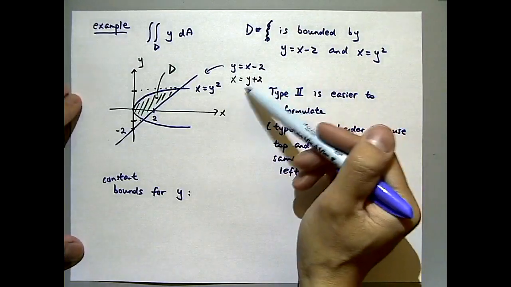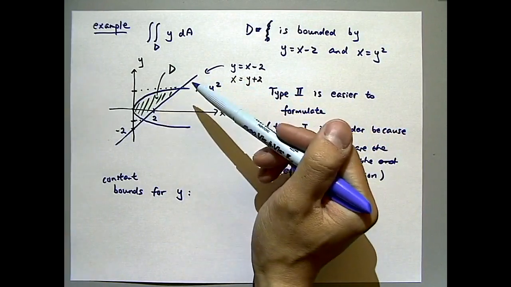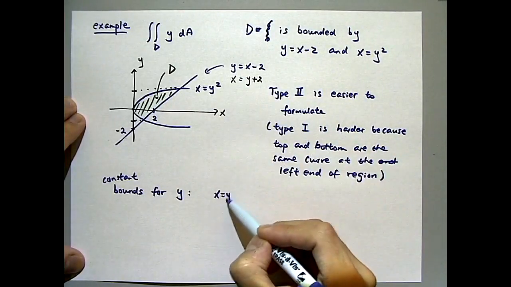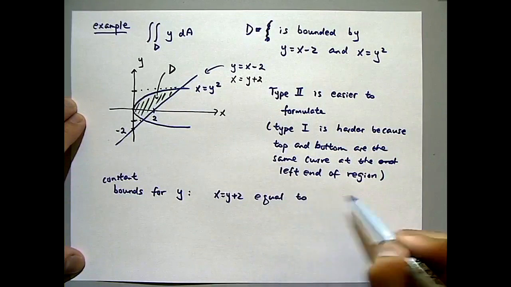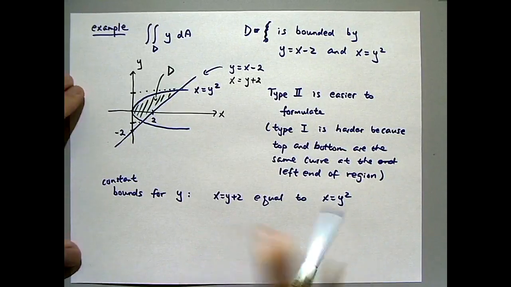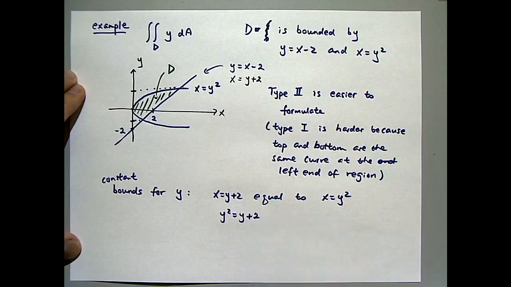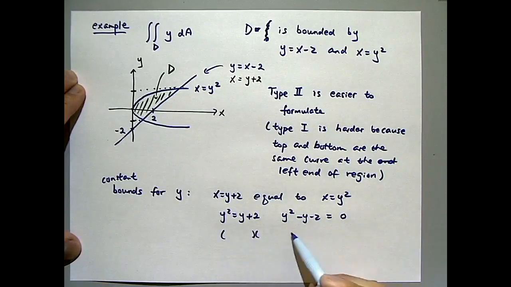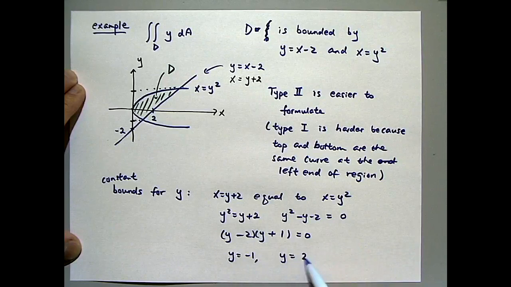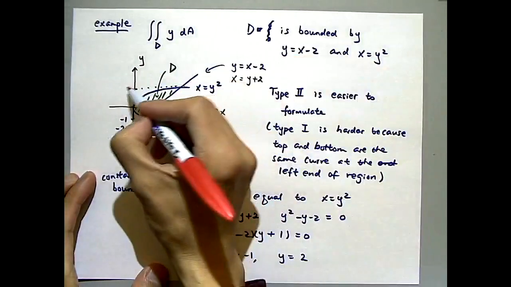We want to find out where the two curves share that point, so we take the equations and make them equal to each other. Absolutely right. So we take x is equal to y plus 2 and set it equal to x is equal to y squared. When they intersect, they share the same point, so the two equations must be the same. This means that y squared is equal to y plus 2, so y squared minus y minus 2 is equal to 0. Very simple quadratic. So y is equal to negative 1 and y is equal to 2. Now we know this region is going to run from minus 1 to positive 2.